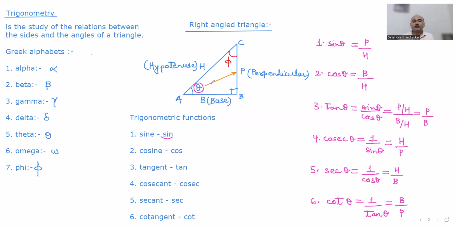Always remember, perpendicular P is the side opposite to the angle theta, which we are using in these trigonometric functions.